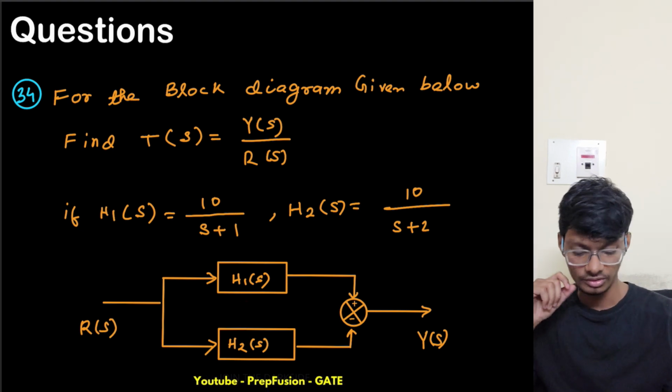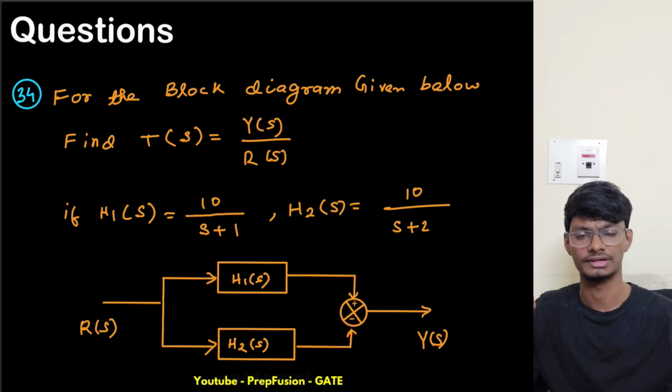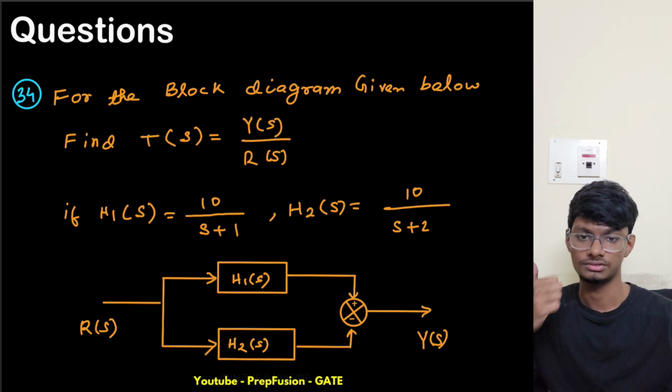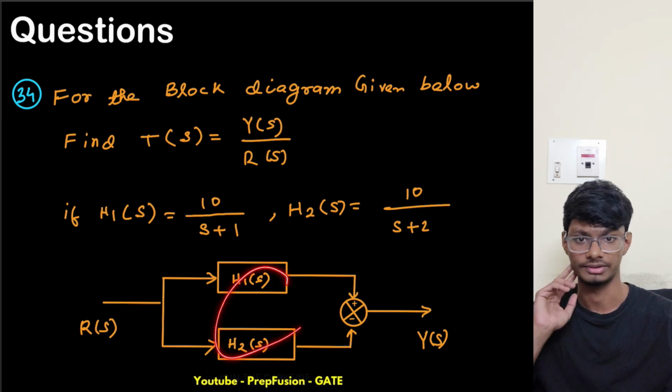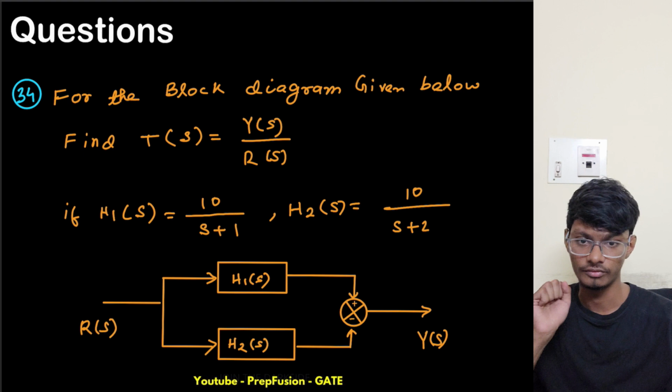So they are connected in parallel and then they are subtracted. They may be added also, they may be subtracted also, it doesn't matter. But the main thing is they are connected in parallel. We will find the transfer function, which we already know from the second chapter, how to find a transfer function using a block diagram. But that is not important. After finding the transfer function, we have to do a few other things.